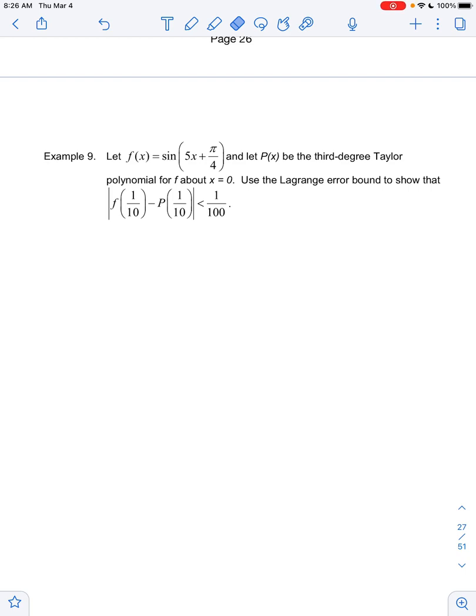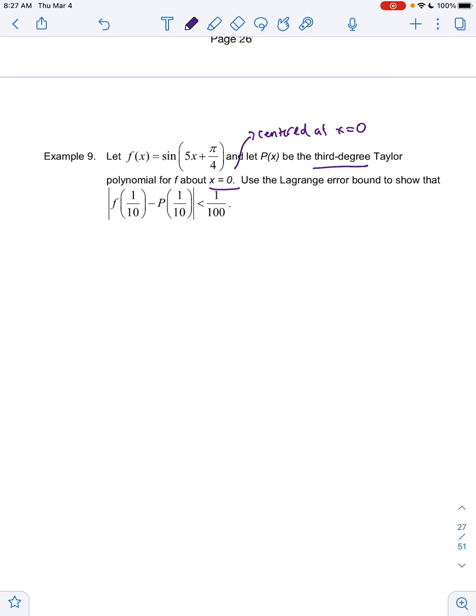Let's take a look at another example on Lagrange error bound. This was a former free response that we see here. And we are given that f of x is equal to sine of 5x plus pi over 4. And we're asked to let P of x be equal to the third degree Taylor polynomial. We'll underline third degree. For f about x equals 0, let's underline x equals 0, making note that this is centered at 0.